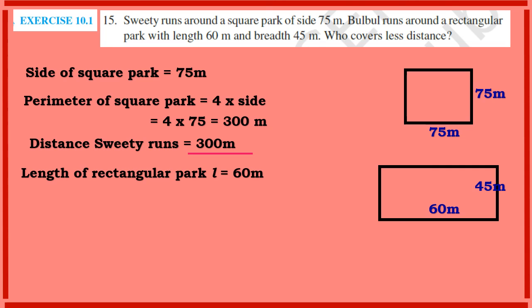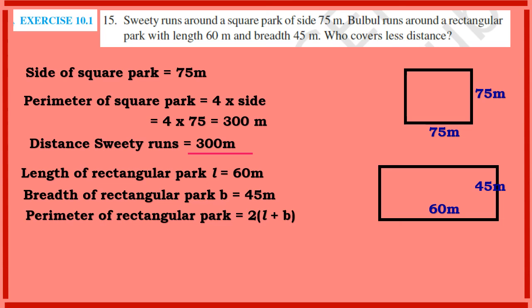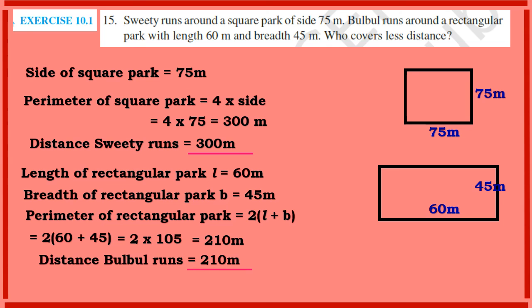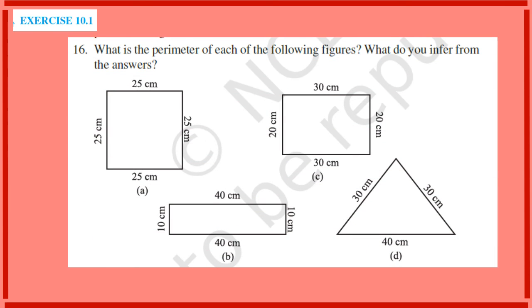The length of the rectangular park is given, breadth is given, 60 and 45. Now the perimeter of the rectangular park is 2 into (L plus B), so 2 into (60 plus 45), 2 into 105, equal to 210. So Bulbul covers a distance of 210 meter, whereas Sweetie covers 300 meters. So who covers less distance? Yes, Bulbul covers less distance. Understood?